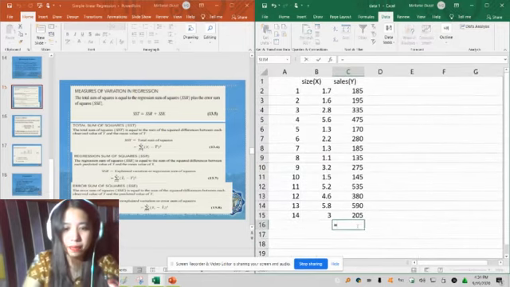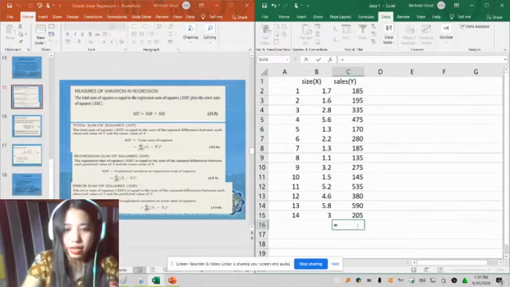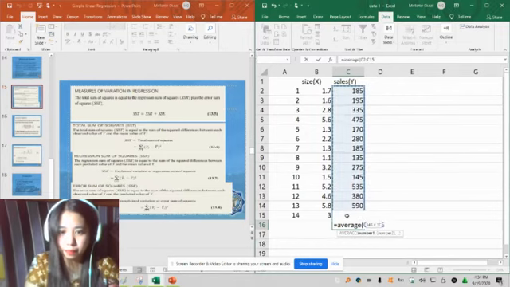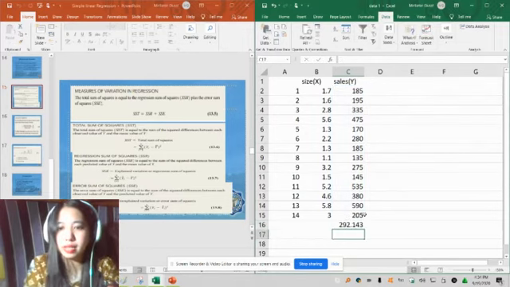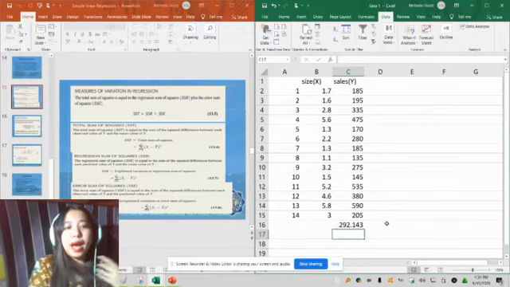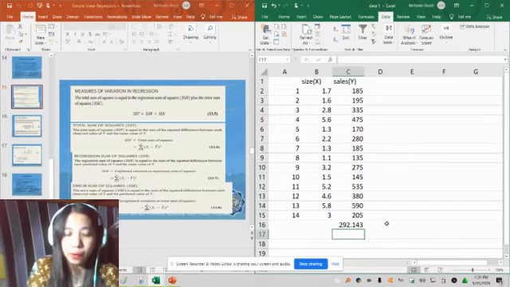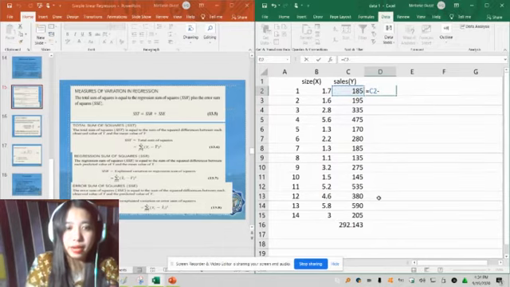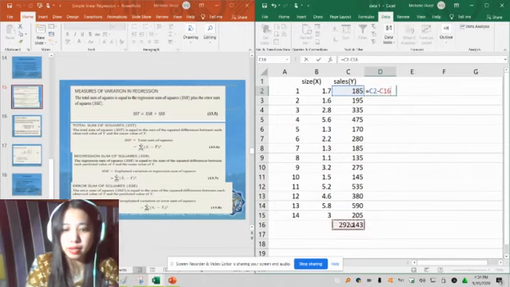Okay, so let's compute for the mean. This is average, and close parenthesis. Okay, now next, we have to get the square of y minus the mean. Our y is this one. So y, this is our y, 185, less the value of the mean, which is this one. So we have to get the square of this.